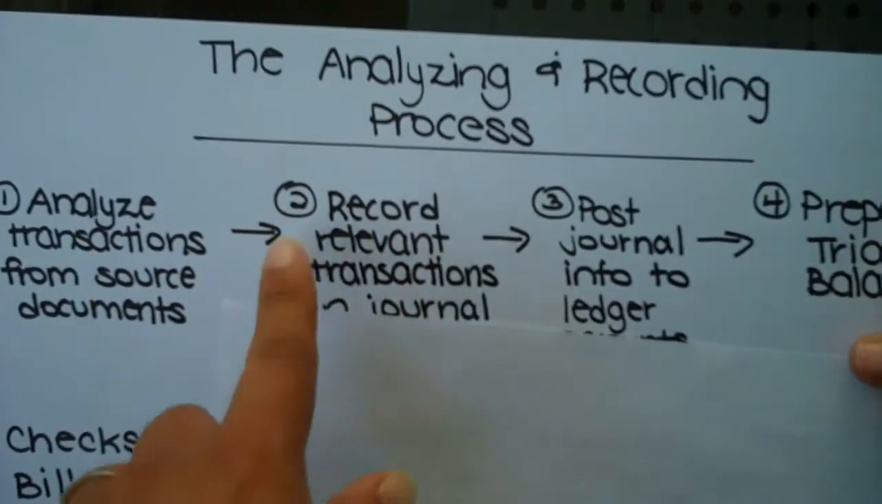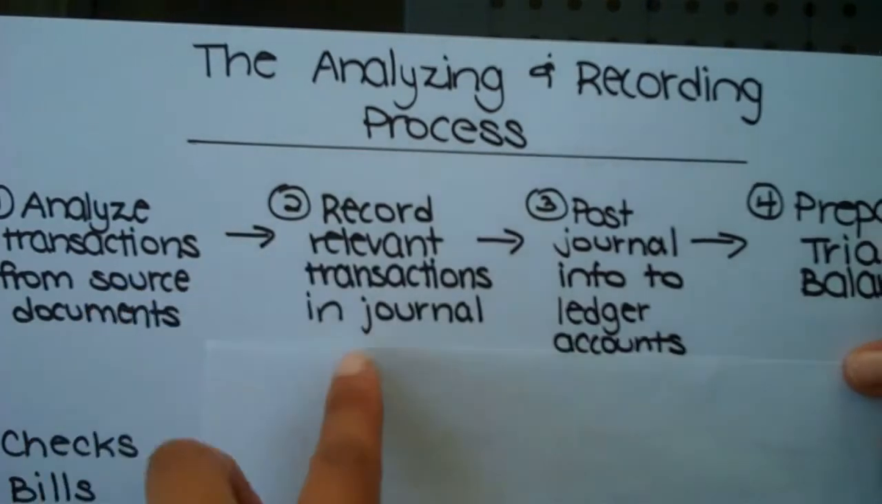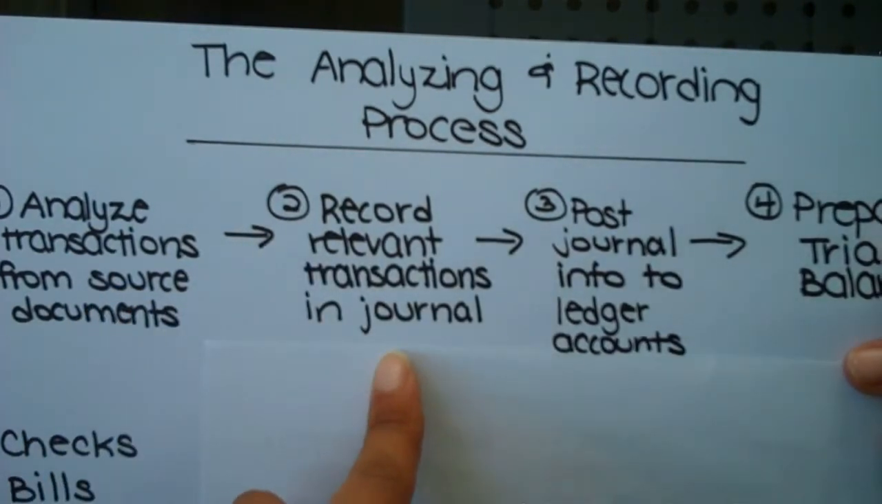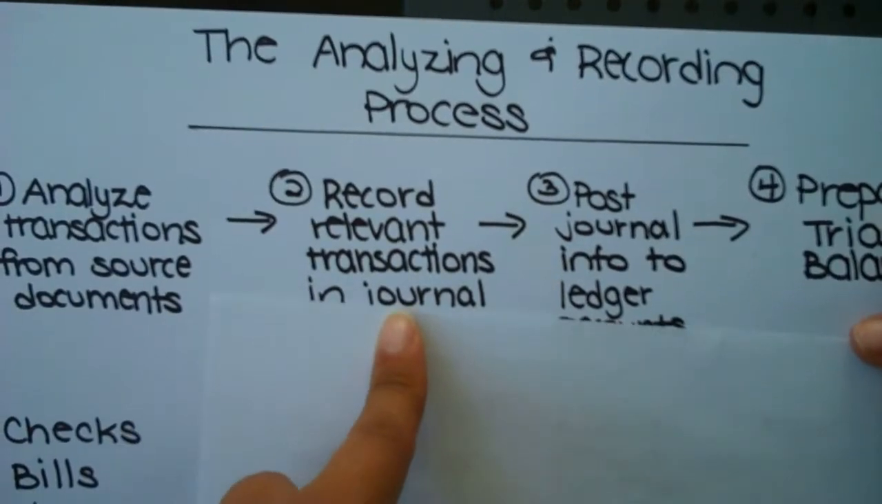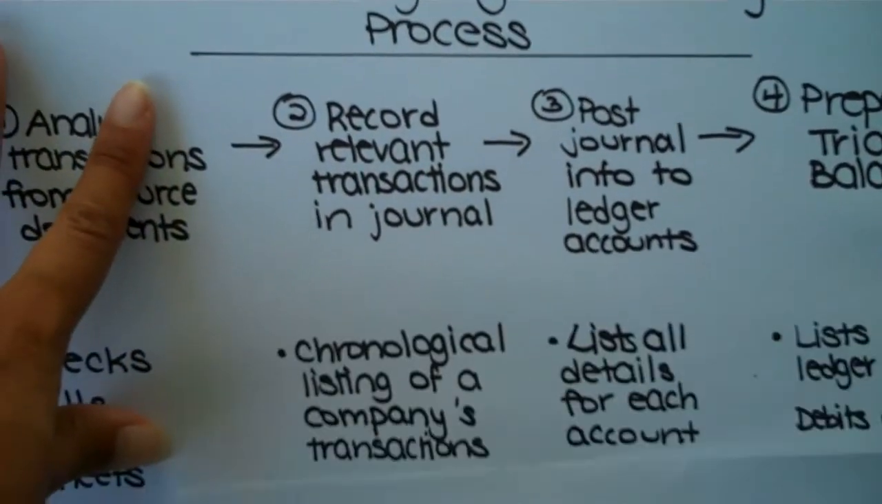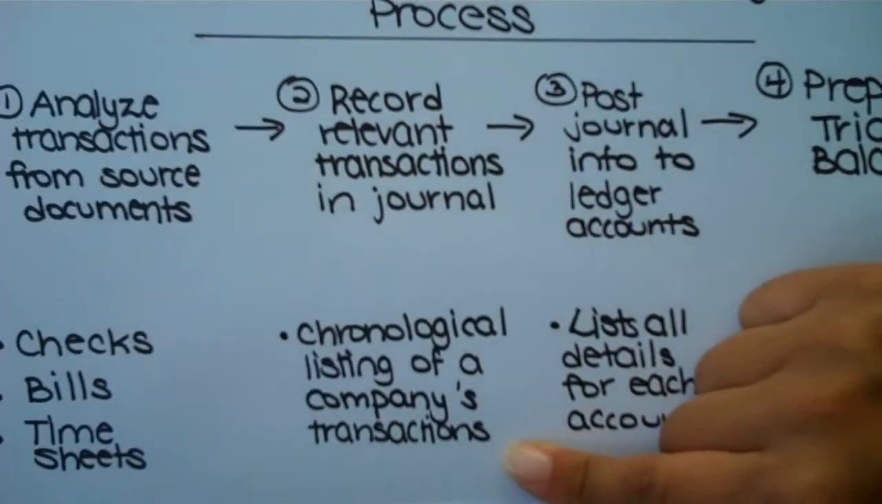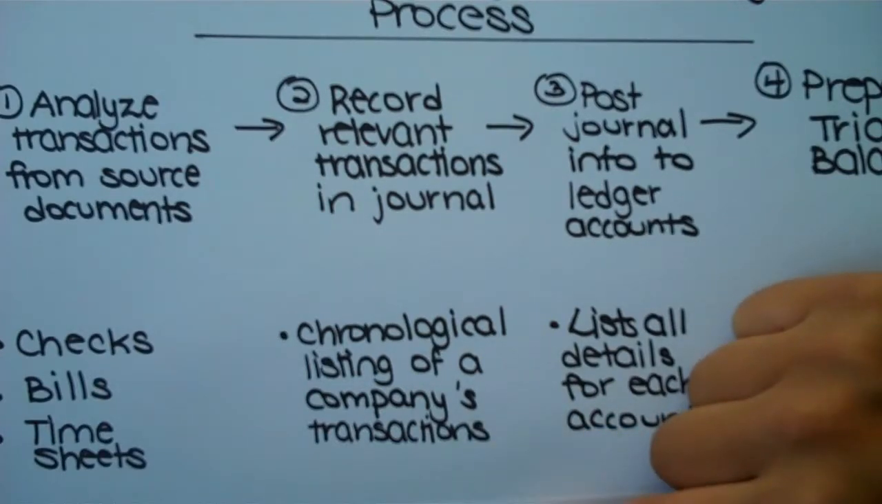You'll go ahead and then record that transaction in what's known as a journal. A journal may also be called a general journal or a book of original entry. Basically, it's just a chronological listing of all of a company's transactions. Chronological just means by date. So it lists every single transaction that a company has engaged in by date. So if a company pays its employees, buys some office supplies, or sells some goods or services, all that's going to get recorded.